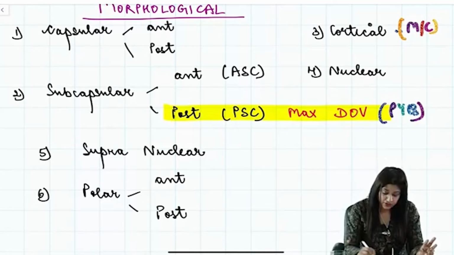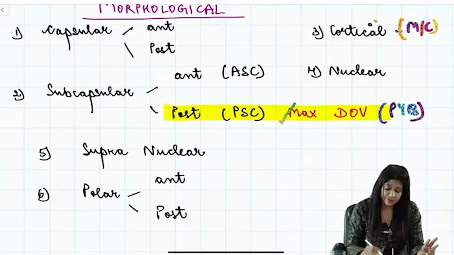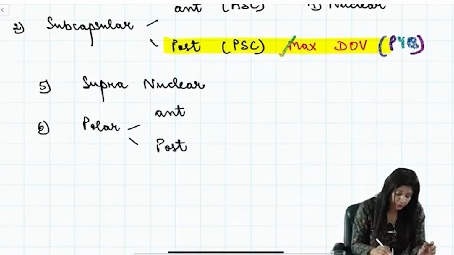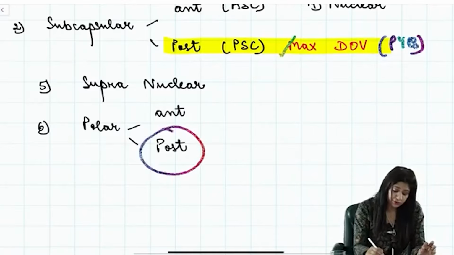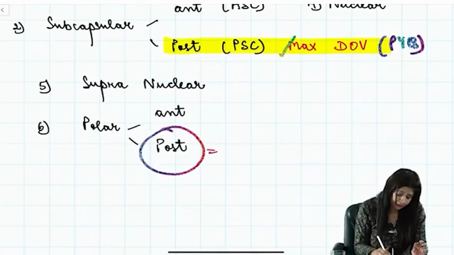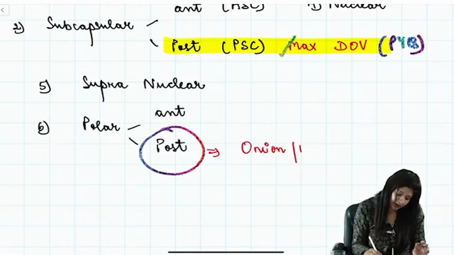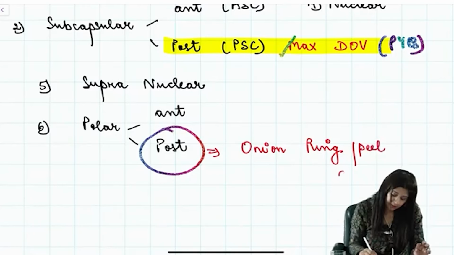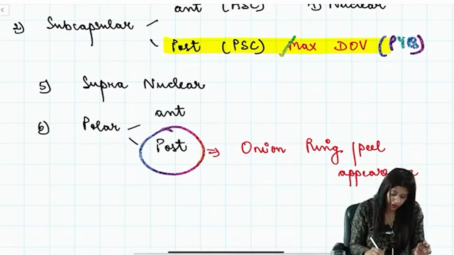So one is most common, one will cause the maximum diminution of vision, and the third is this polar cataract, which will give the typical onion ring appearance, which is also called the onion peel appearance. Onion ring appearance or onion peel appearance. This is also a PYQ.